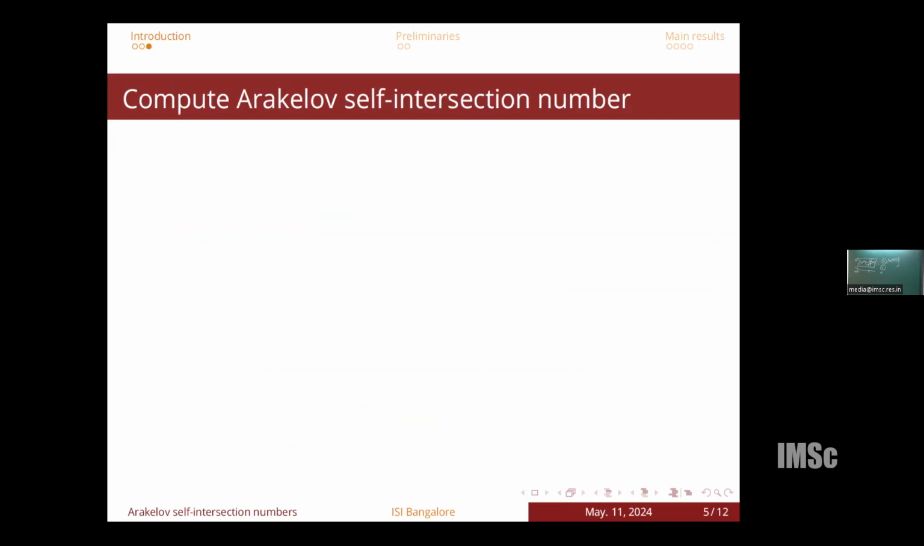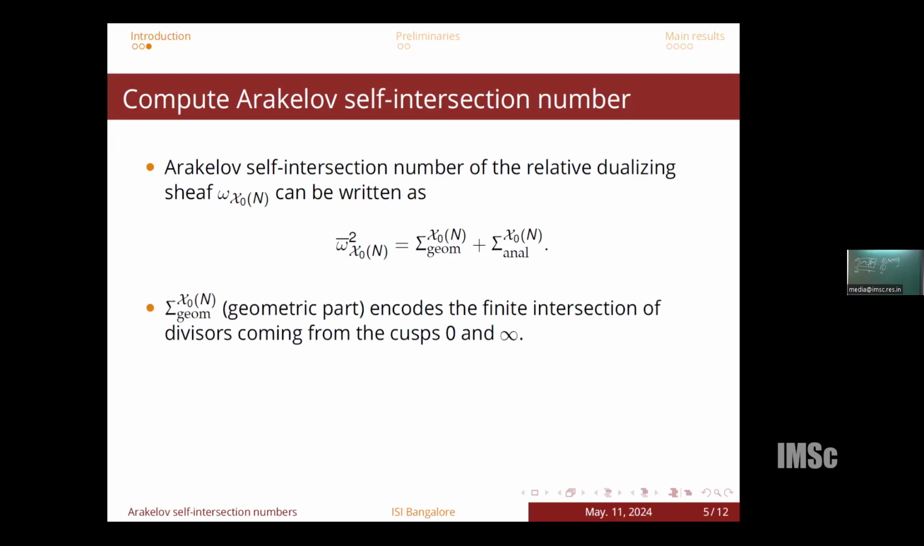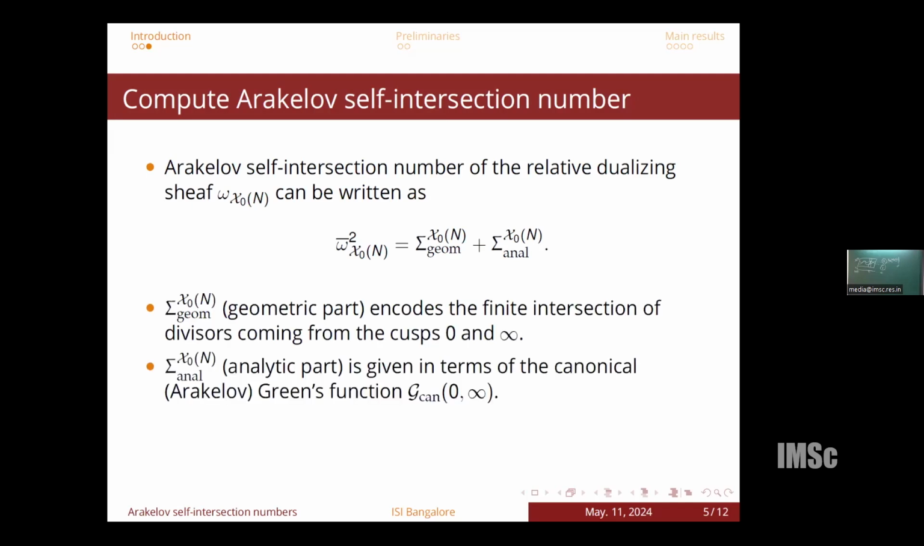So how do you compute the Arakelov self-intersection number? The Arakelov self-intersection number of the dualizing sheaf can be written in two parts. The first part encodes the finite intersection of divisors coming from the cusps 0 and infinity, and the next part is the analytic part, which is given in terms of the canonical Green's function, or sometimes people call this Green's function the Arakelov Green's function.